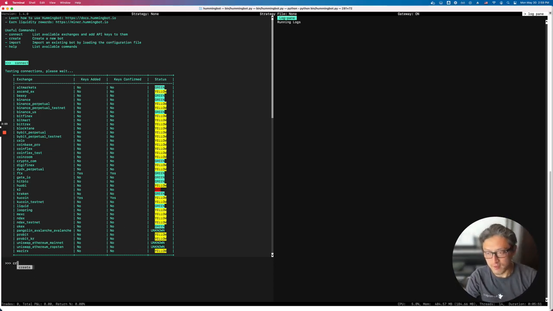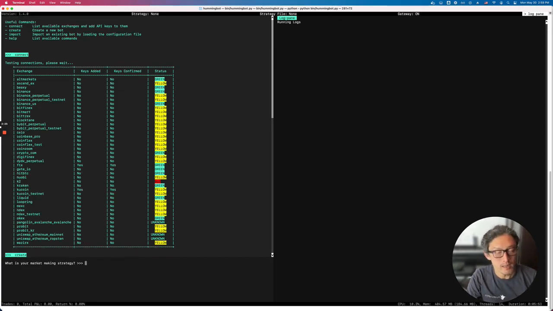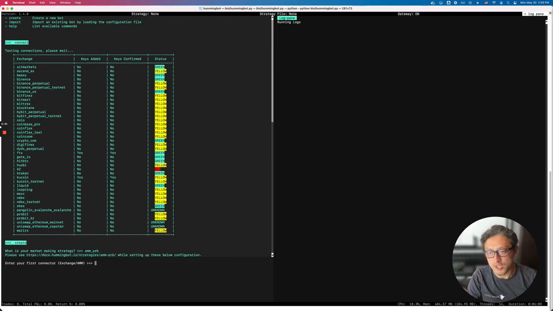Let's use the create command in Hummingbot. That creates a new bot for you. We're going to use the AMM Arb strategy. And for this first exchange, let's test this out first, because you never want to just dive in and start trading with real money. So let's test it out on testnet on the Uniswap side. I'm going to pick Uniswap Ethereum Ropsten, which is the Uniswap version on the Ropsten testnet.